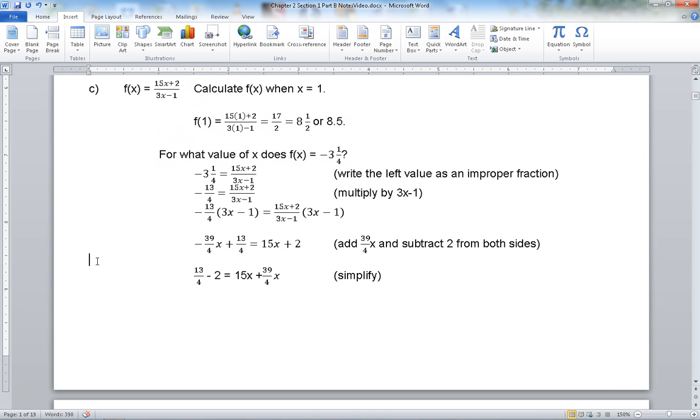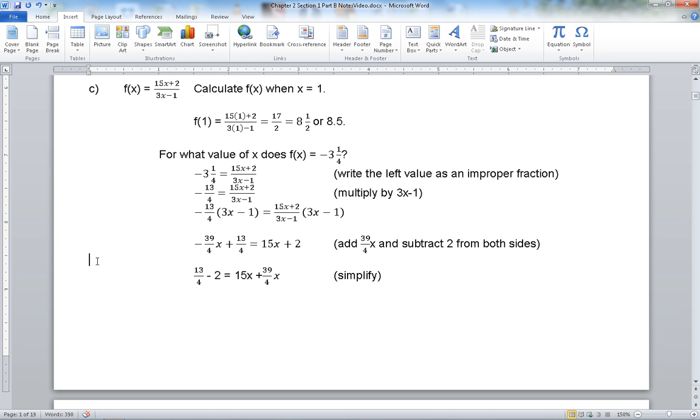Then we could subtract the x term from the left side. So subtracting a negative is adding 39/4 x. And then for the 2 on the right side, we want to get rid of it, so we're going to subtract 2 from both sides. And we get the equation here.